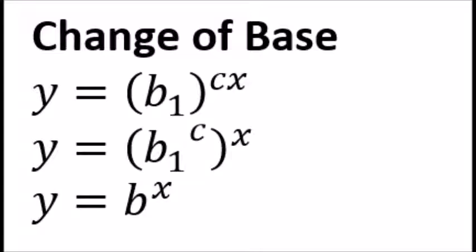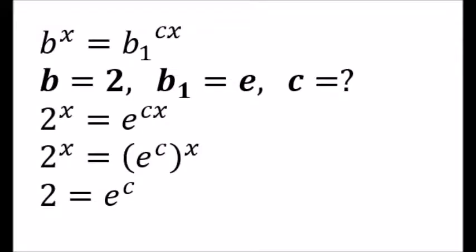Any base b1 raised to x times a constant c can be made equal to another base b to the x. One of the more useful changes of base is to make b1 equal e, which is approximately 2.718, as we have seen elsewhere. In our example, we want to express 2 to the x as e to the c times x. So 2 equals e to the c. How do we know c?